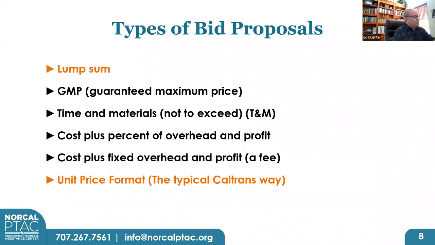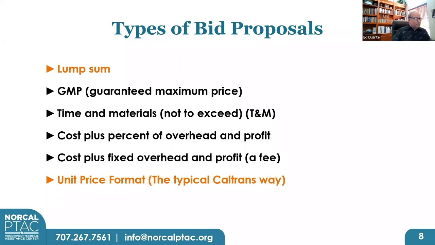There's essentially six different types of bid proposals that are utilized in the construction industry. I'm going to be talking about two of them, the lump sum method and the unit price format. The unit price format is the one I'm going to emphasize today, and the lump sum approach will be talked about day after tomorrow on Thursday for our second session.